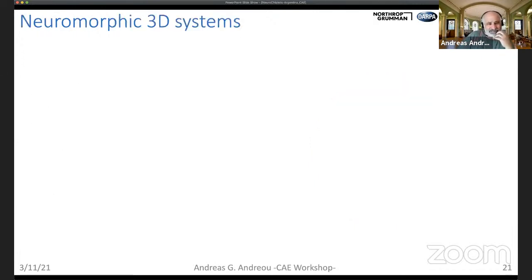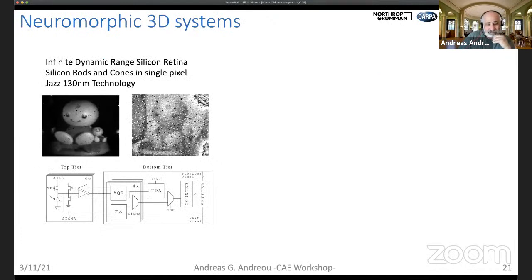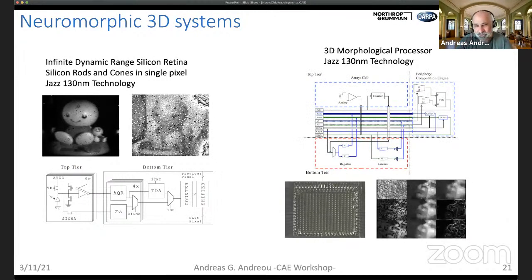Anyway, we made a lot of progress since then, and we built neuromorphic 3D systems. We have a silicon retina. You can see the silicon retina in just 130 nanometer technology that works. You can see the imaging. This chip integrates photoreceptors, and it can do imaging at the single photon level, but it can also integrate. So it is essentially a single infinite dynamic range silicon retina.